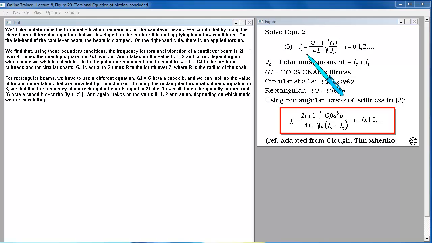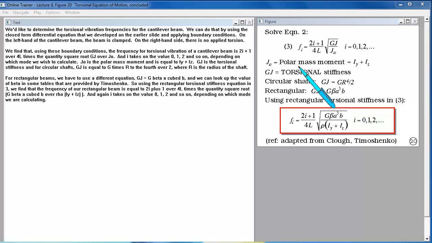J naught is the polar mass moment and is equal to I sub y plus I sub z. GJ is the torsional stiffness, and for circular shafts, GJ is equal to G times r to the fourth over 2, where r is the radius of the shaft. For rectangular shafts, or beams, we have to use a different equation. GJ is equal to G times beta a cubed b. And we can look up the value of beta in some tables that are provided by Timoshenko.